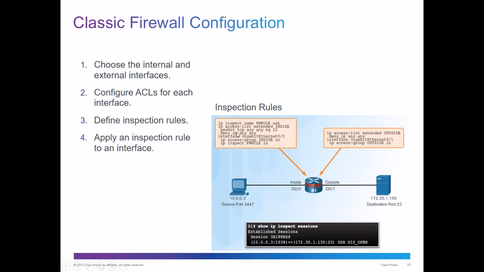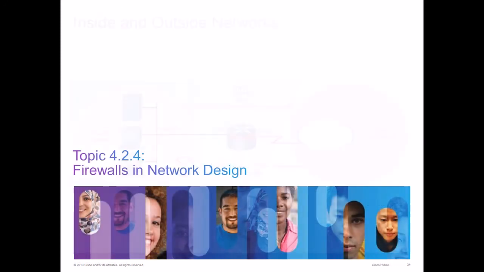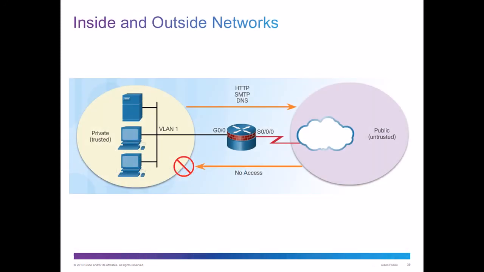To be able to set it up, the way you do it is you create an inspection session. You create the access list, and then you go to the interface and apply the access list on the end, and then you can do the inspecting rule on it, on the inside and the outside. Now, when it comes to inside and outside networks, it makes it a little bit easier to create access lists when you have a LAN that's connected to the internet.